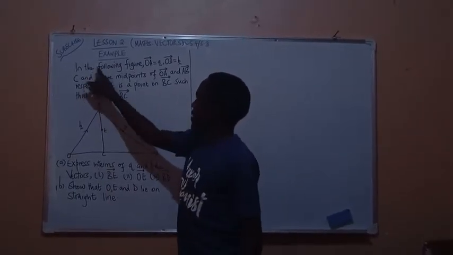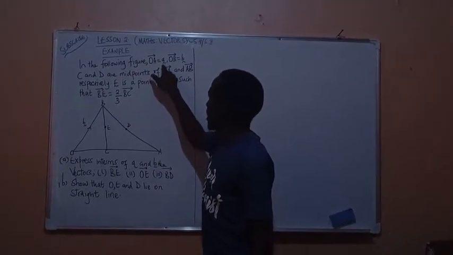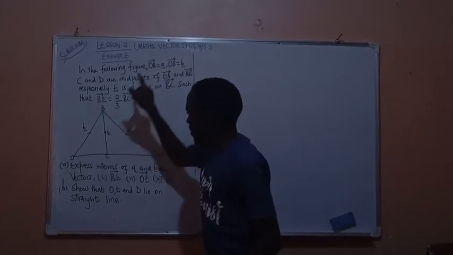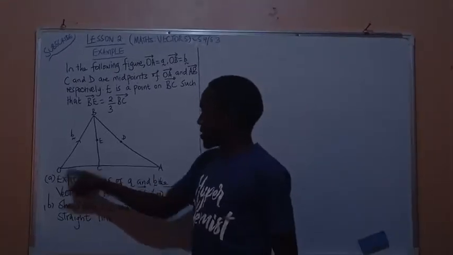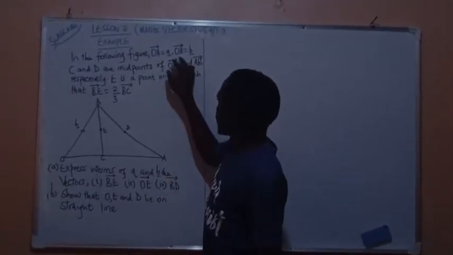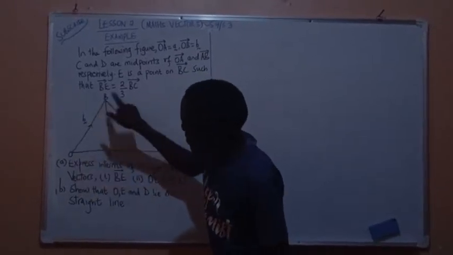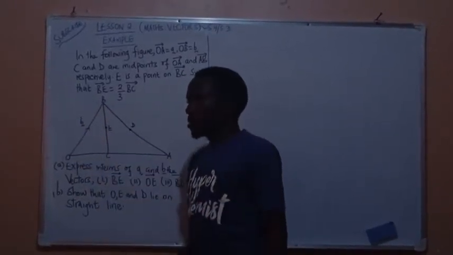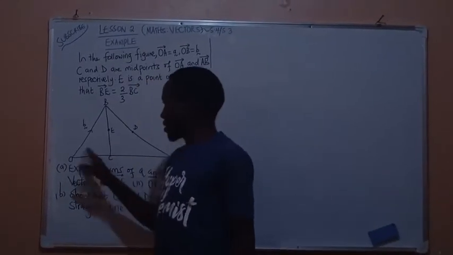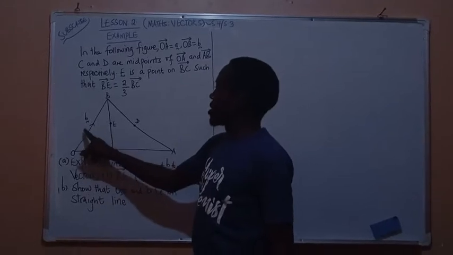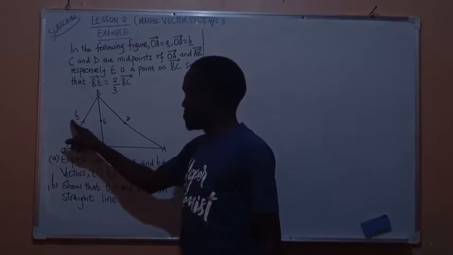Now, in the following figure, OA is equal to vector A. What does it imply? It means that from O up to A, all this is vector A. Then OB is vector B. A vector must have direction, and it also has to have magnitude. So its direction is this, it is facing up, and it has the magnitude of vector B.